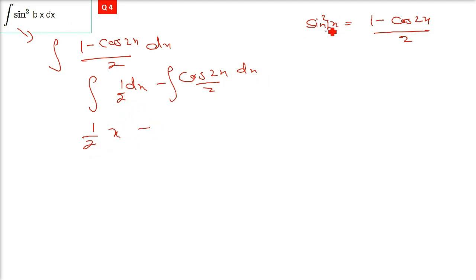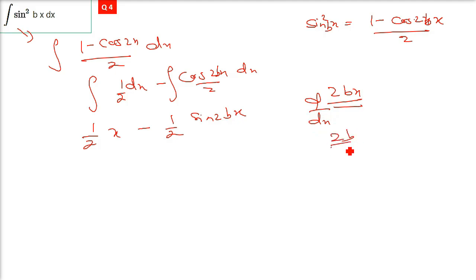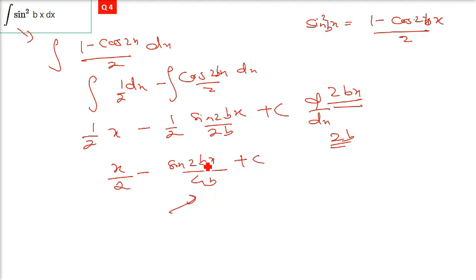There is b also. I've just written it as 1 minus cos 2x. It has to be 2bx. So just I'm introducing bx. So this is half, I've taken outside. Cos integration is sine, and now this 2bx has to be differentiated, and that differentiation value has to be kept in the denominator. So this is 2b in the denominator with the constant of integration. So this is your final answer. It's x by 2 minus sine 2bx by 4b plus constant of integration. This is your final result.